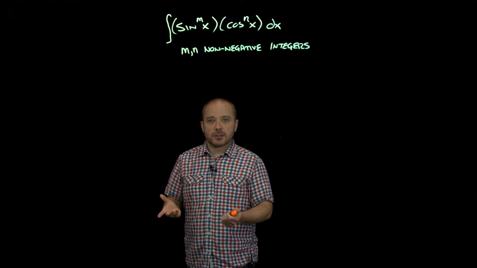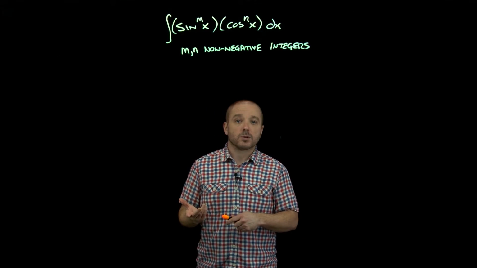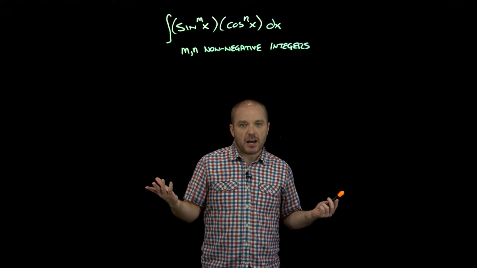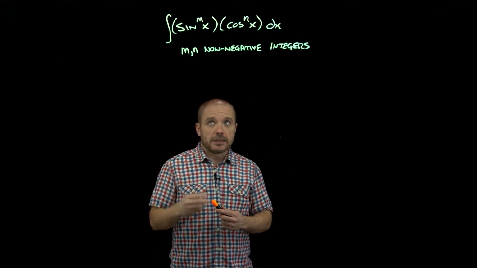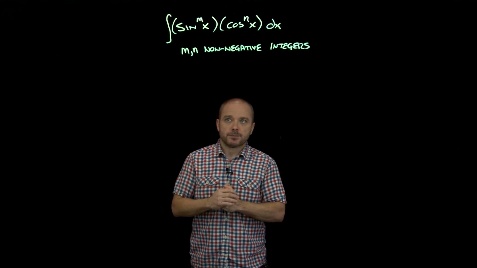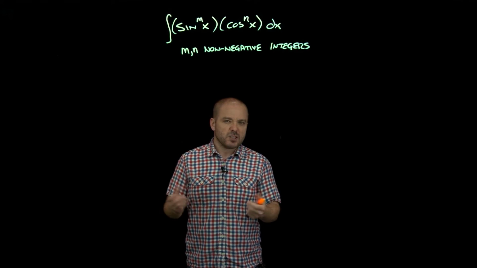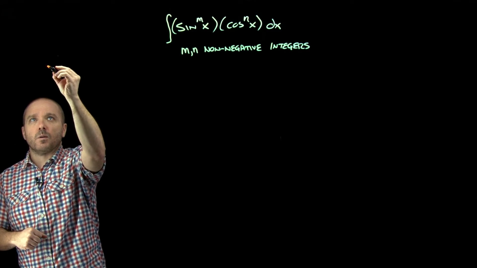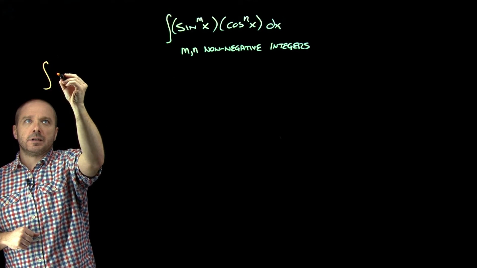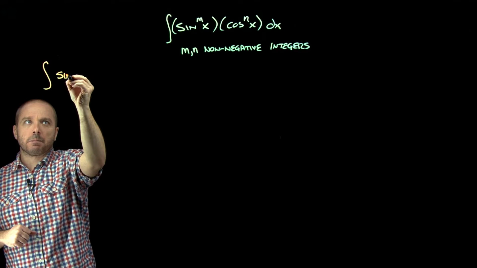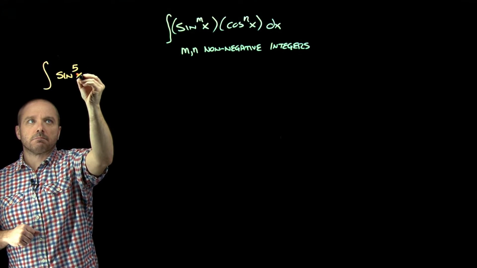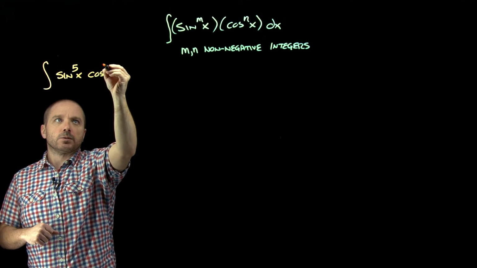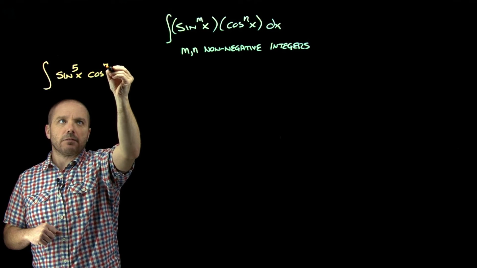So first I'd like to look at the case where at least one of those is odd. They could both be odd, that doesn't really matter. The key thing is that one of those degrees be odd. So let's go through this just by an example. So say we wanted the integral of, say, sine to the 5th times cosine to the 7th.